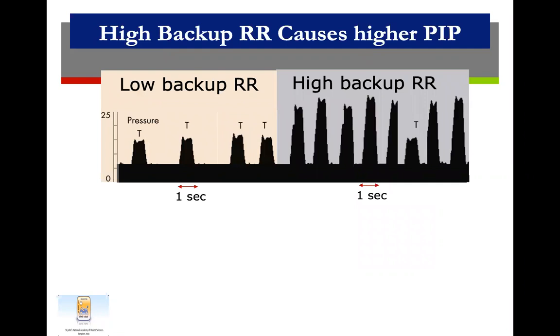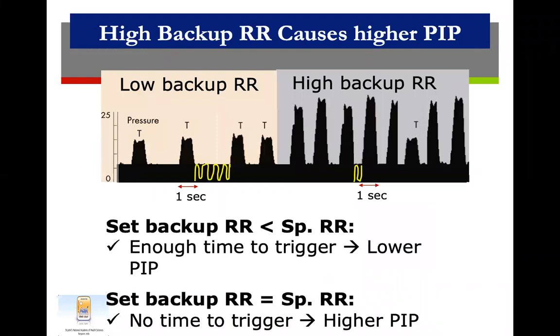Another thing I want to say is the low backup rate and a high backup rate. How does it differ? If you have a backup rate which is very low, then you don't have enough time to trigger and your PIP is going to reduce. And if your backup rate is equal to the rate of the spontaneous breathing, then the baby doesn't have any time to trigger and you will have a higher PIP. So the backup rate is very important, and you should keep an appropriate backup rate.